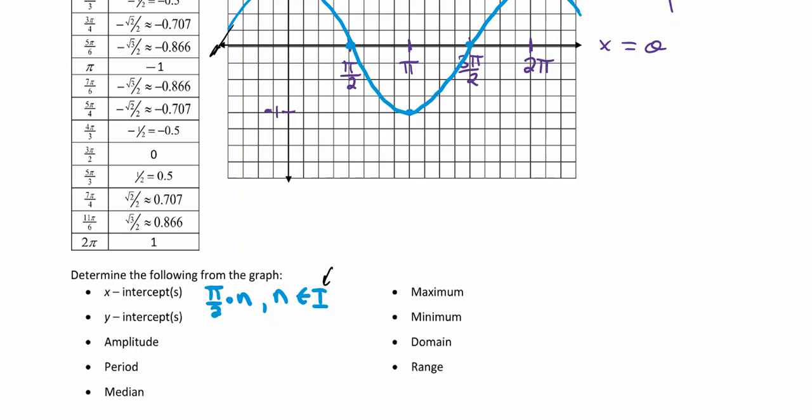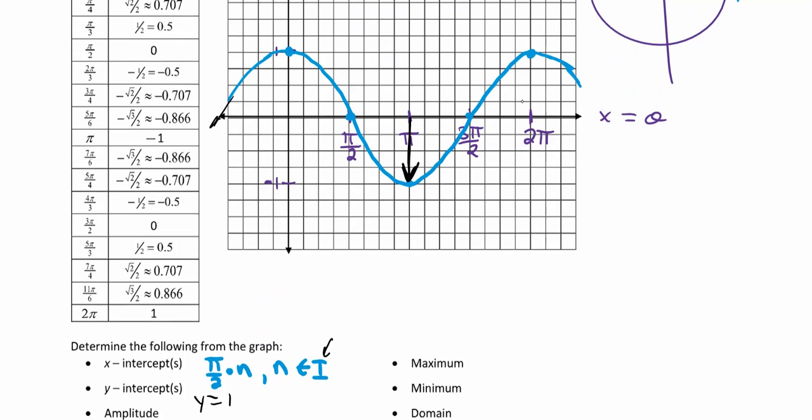Then our y-intercept is going to be when y is equal to 1. Our amplitude is still 1, up and down there, and then the same here. It's going to have a value of 1 for now.